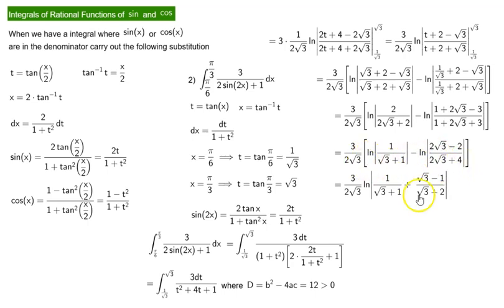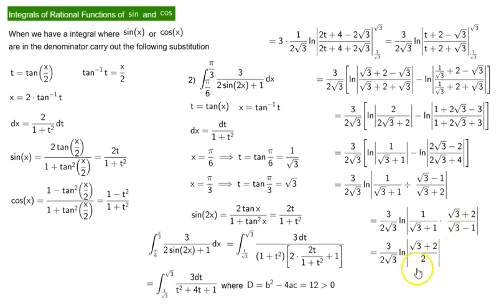Subtraction, if we combine the natural logs, becomes division. And we convert it into multiplication with the reciprocal. So we get 1 by root 3 plus 1 times root 3 plus 2 by root 3 minus 1. And here root 3 plus 1, root 3 minus 1. The product will be root 3 square minus 1 square. Root 3 square is 3. Minus 1 is 2. So root 3 plus 2 by 2.